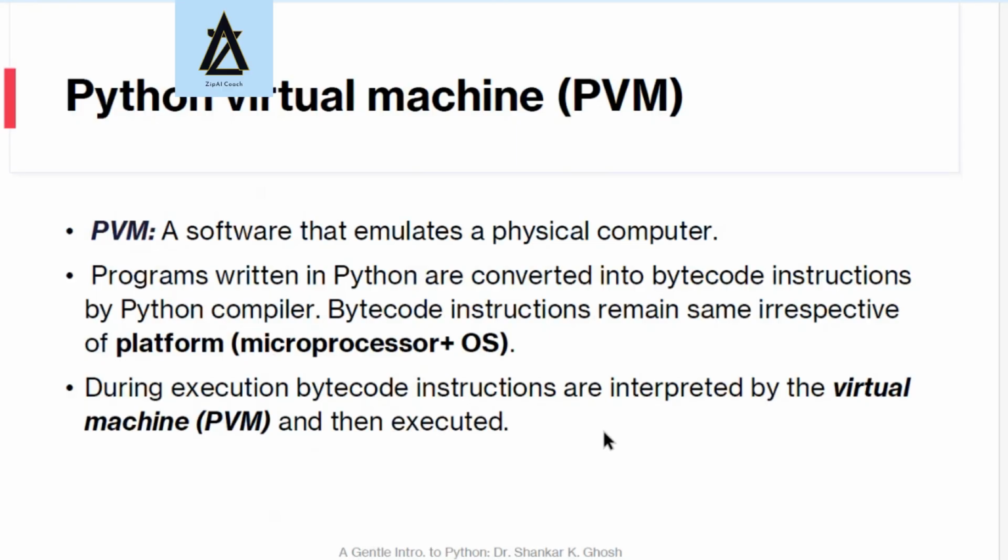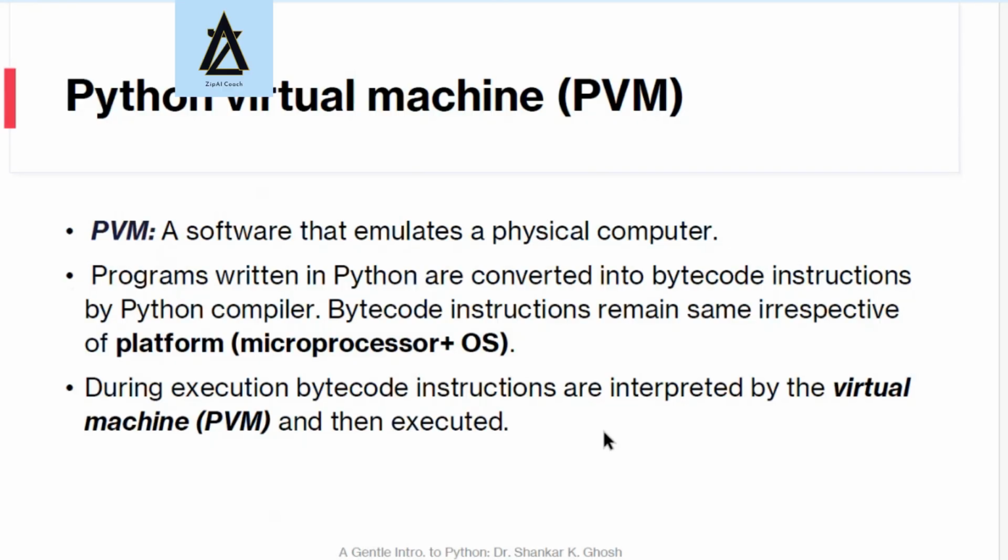So we have to understand that a Python program runs on the Python virtual machine. What it is, basically, is a piece of software which emulates a physical computer. So programs written in Python are converted into bytecode instructions by the Python compiler, and those bytecode instructions remain the same irrespective of the platform.